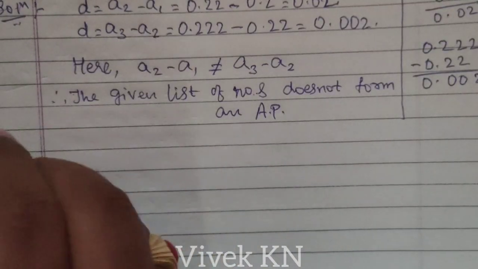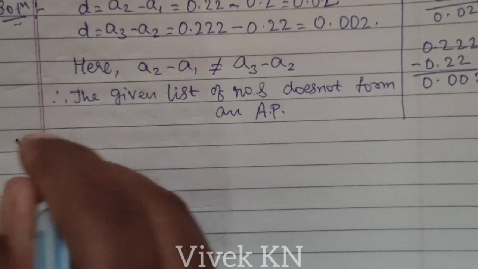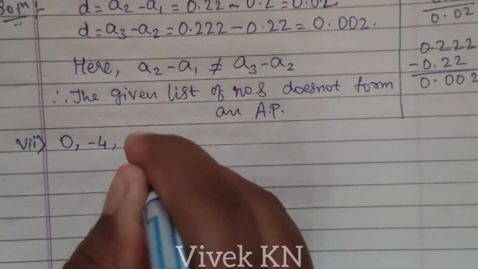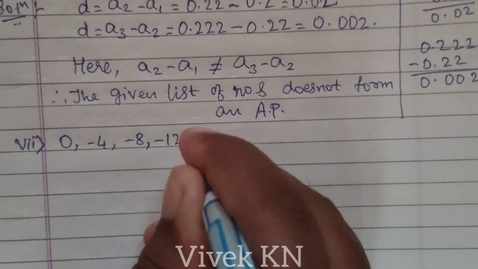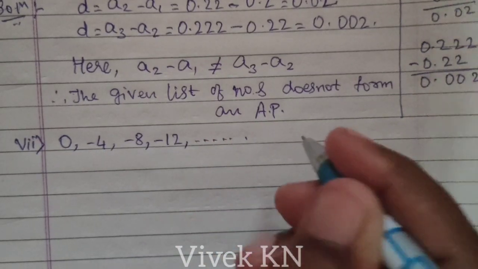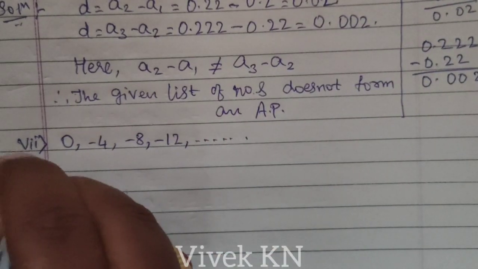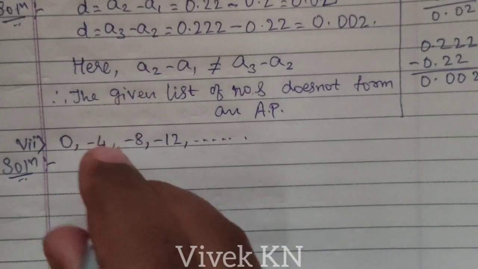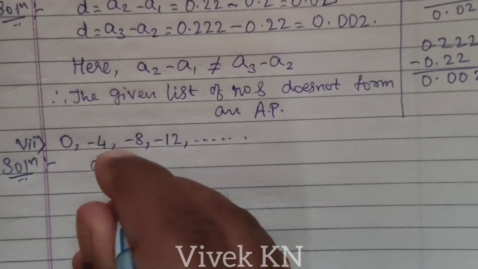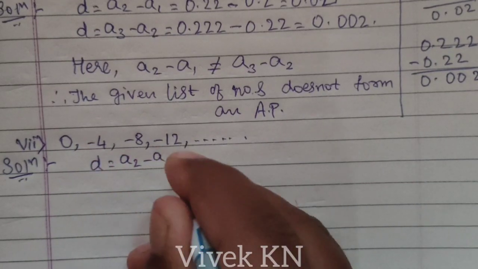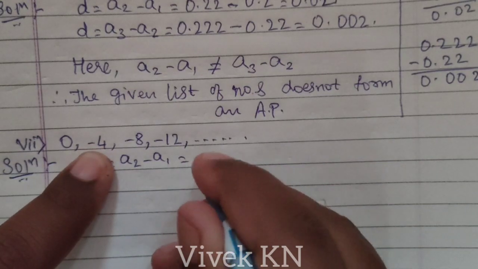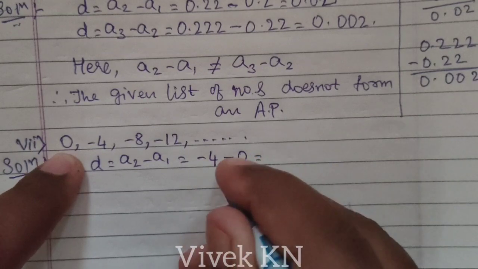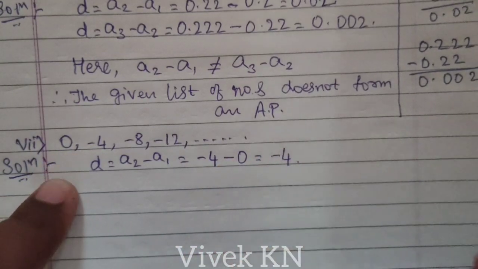Next, 7th problem: 0, minus 4, minus 8, minus 12, and so on. We have to calculate the common difference of all these terms. Therefore, d is equal to a2 minus a1. Here the second term is minus 4 minus first term is 0, minus 4 minus 0 we get minus 4.